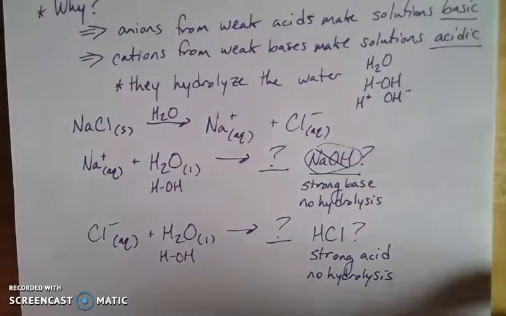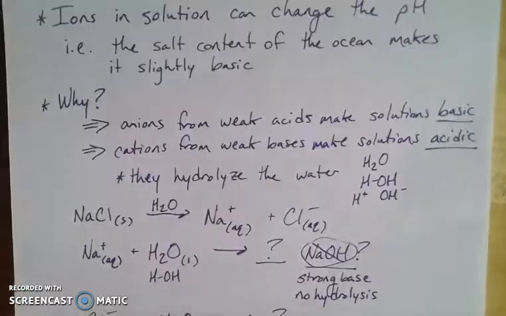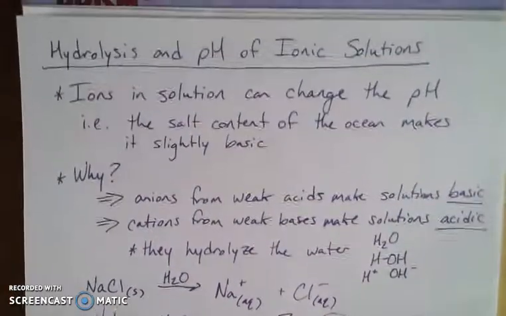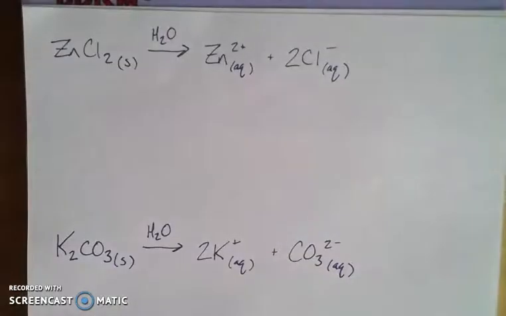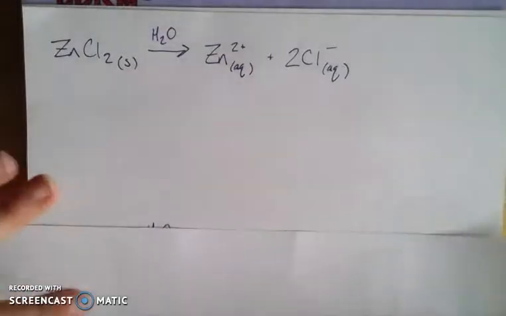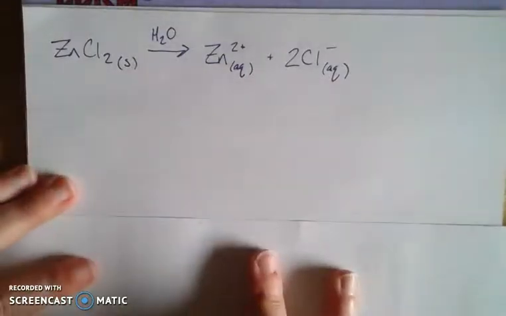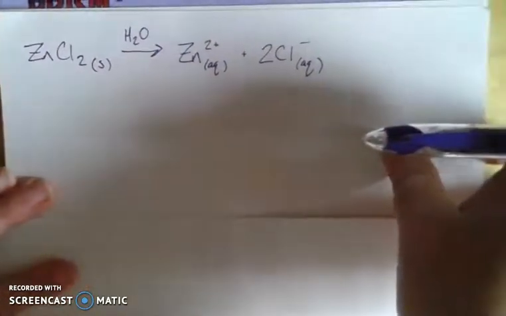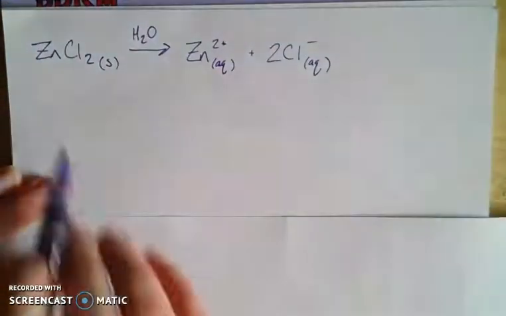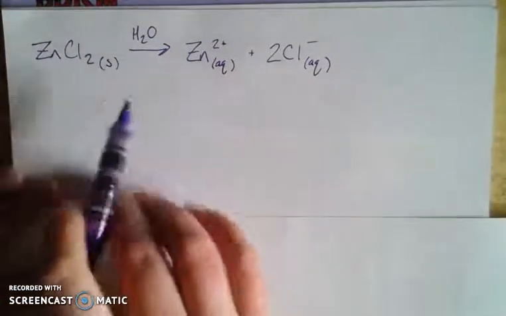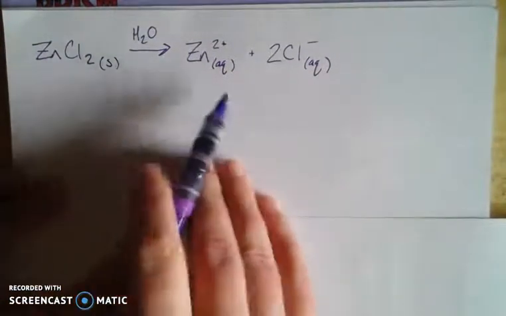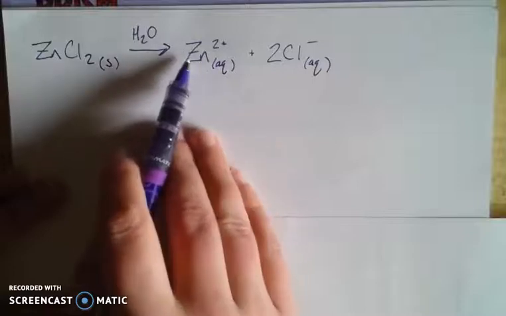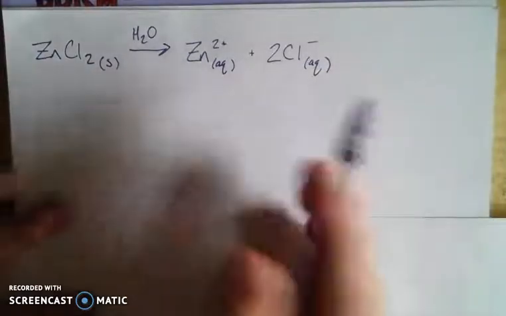Okay, hopefully so far so good. Let's look at another couple examples here. What happens when I dissolve ionic compounds in water? That's kind of where we're going here. Okay, so let's take zinc chloride and dissolve it in water. Most chlorides are pretty soluble, so we'd end up with zinc ions and chloride ions.